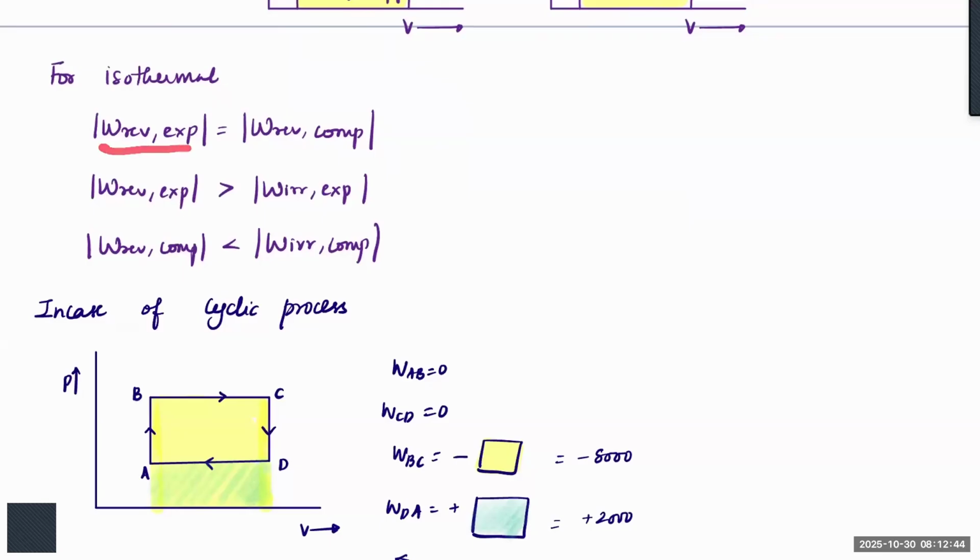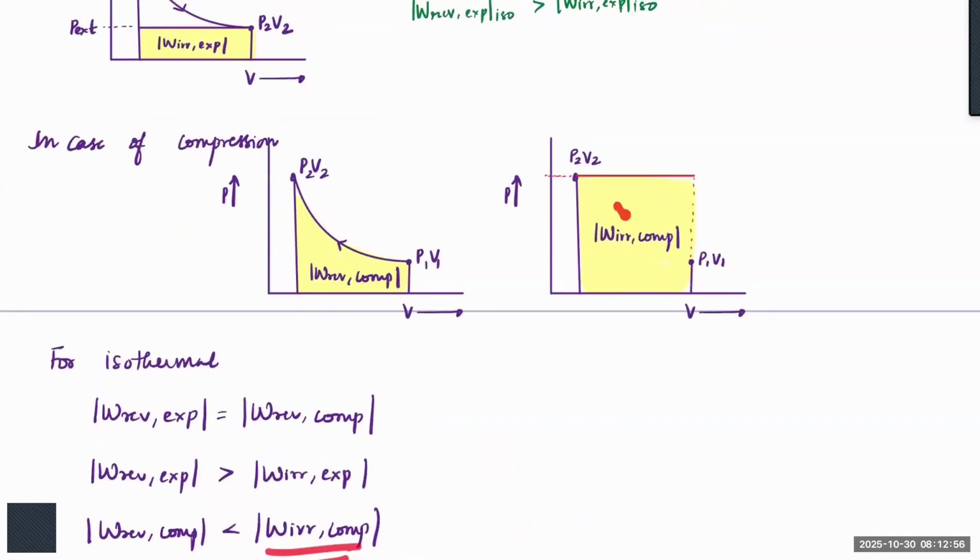So you can see reversible expansion is equal to reversible compression, but reversible expansion is greater than irreversible expansion, while reversible compression is less than irreversible compression. You can see the irreversible area is more than the reversible area in this case.